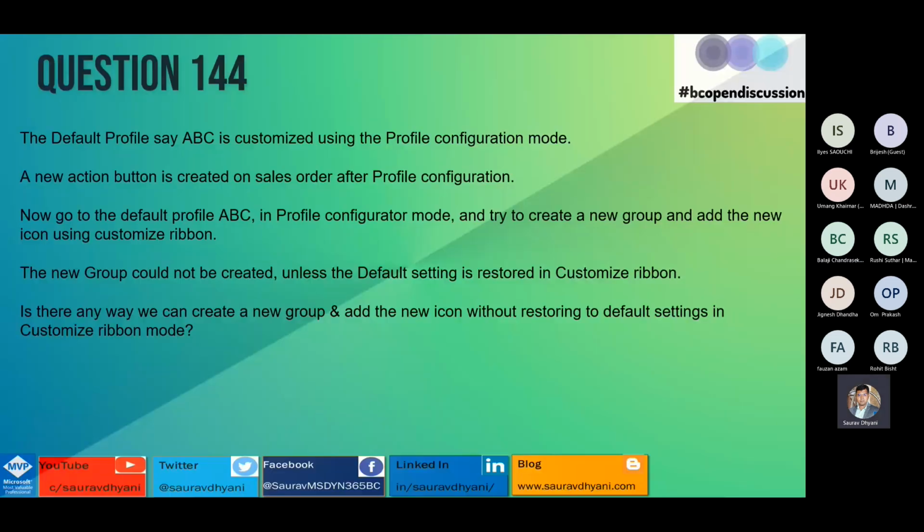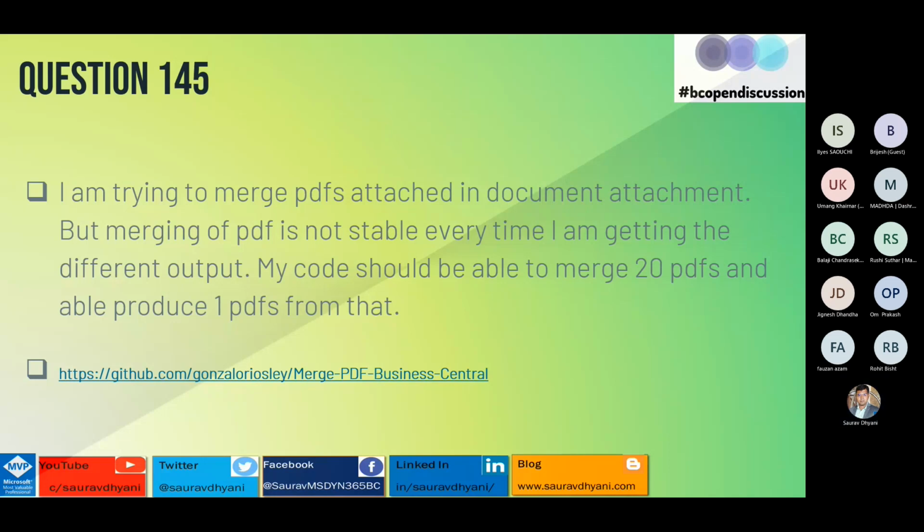Okay, so let's move ahead, and then we have a new question from Umang. And Umang, I don't know which code you are using to do this. The scenario, guys, is that Umang is trying to merge PDFs from Business Central. And Umang, yeah, you can explain it maybe better.